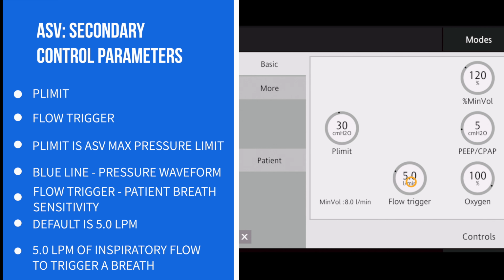The flow trigger is the other control parameter that infrequently requires adjustment in ASV. The flow trigger determines how sensitive the ventilator is to a patient's attempt to trigger a breath. The default setting is 5 liters per minute. The patient must generate at least 5 liters per minute of inspiratory flow to trigger a breath.